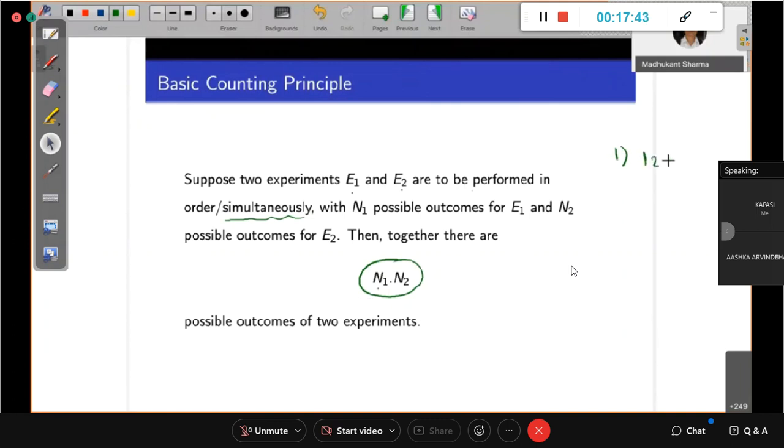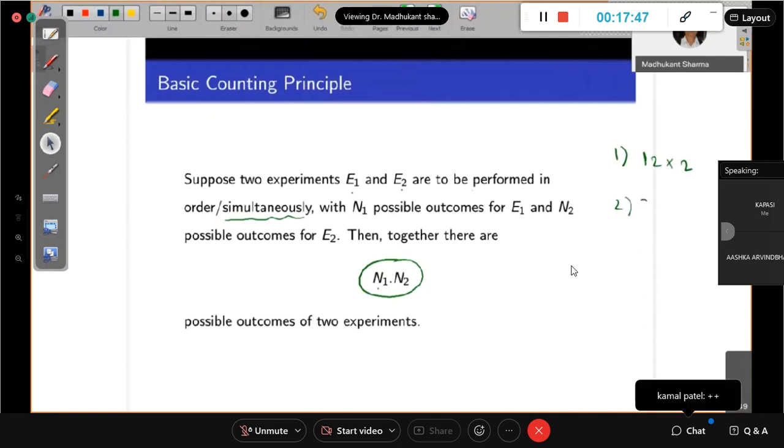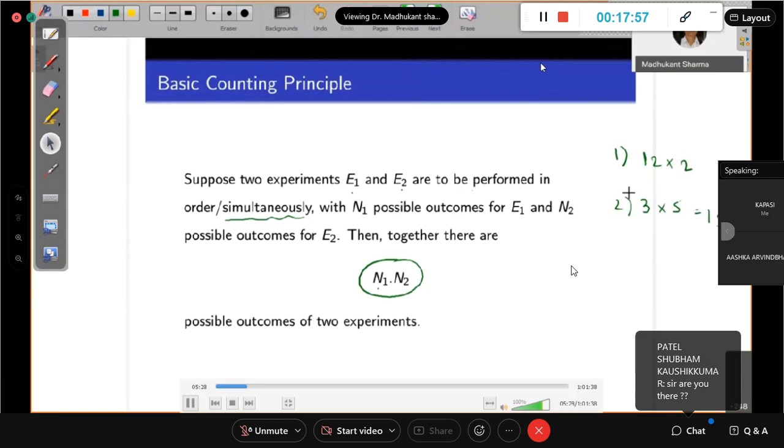Similarly, for the next case, 3 shirts with 5 ties, that answer is 50. So this can certainly be generalized, it is not limited to only 2 tasks.